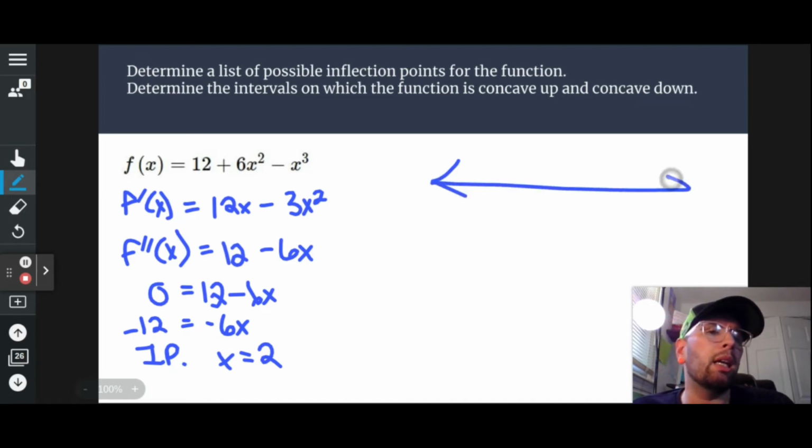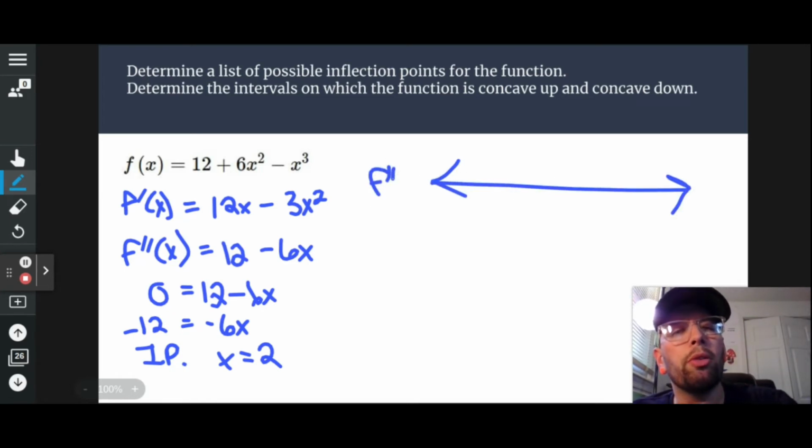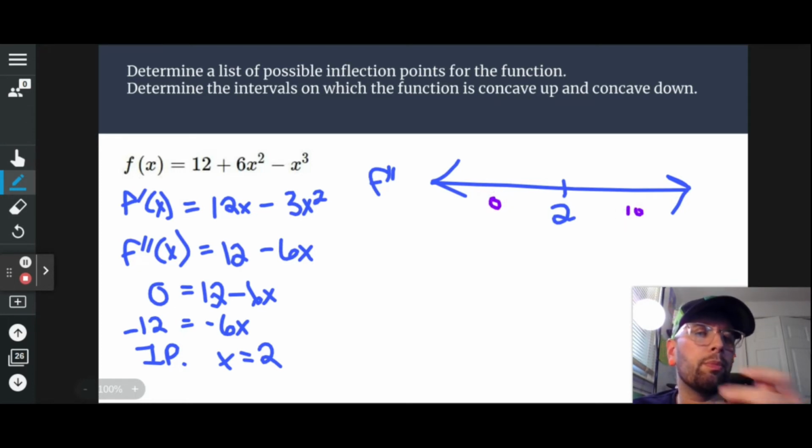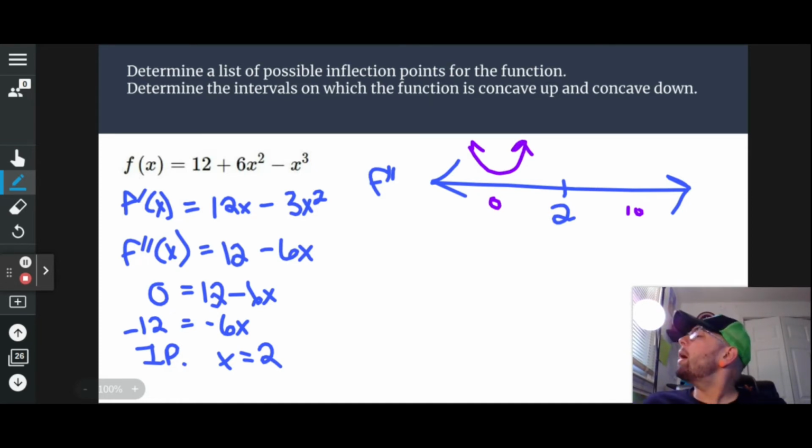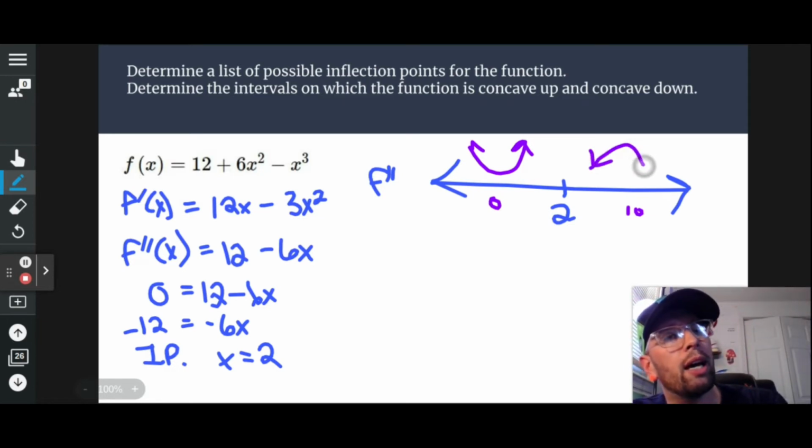So we make a sign graph for the second derivative. Magic happens at 2. So I'll plug in 0, I'll plug in 10. And I'm plugging it into the second derivative to find when it's concave up and concave down. Inflection points are like critical points for the second derivative. Concave up and concave down is like increasing and decreasing, but for the second derivative. So if I plug in 0 into the second derivative, I'm going to get a positive, which means concave up. And if I plug in 10, I'm going to get 12 minus 60, which is going to be negative, so concave down.